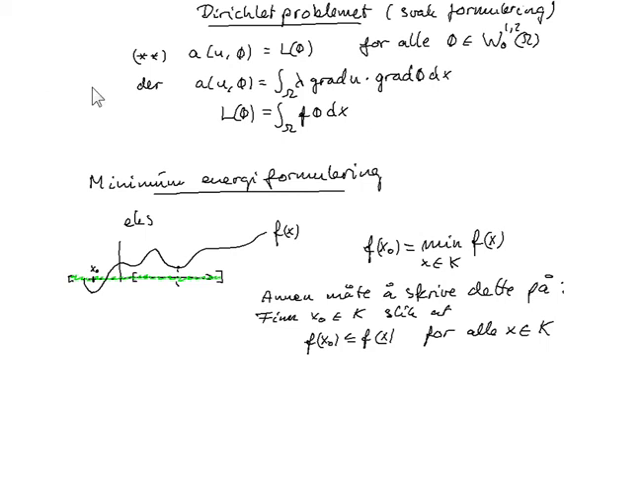Let's now consider the Dirichlet problem. We recall that it took the following form. We are going to find U, which is called the solution, and this is an element of W0 such that A of U, phi is equal to L of phi for every phi in this space.